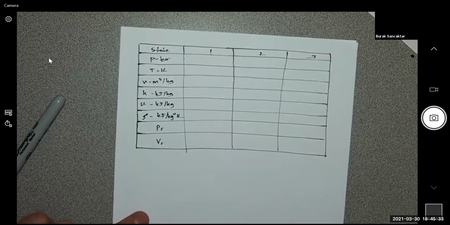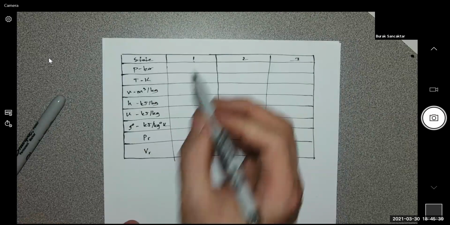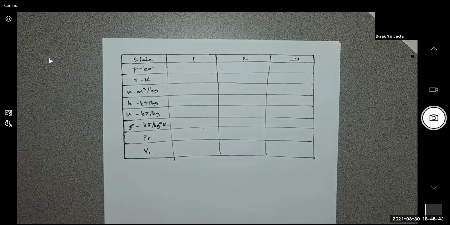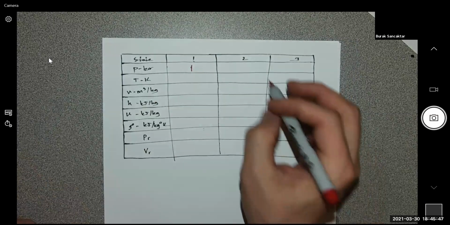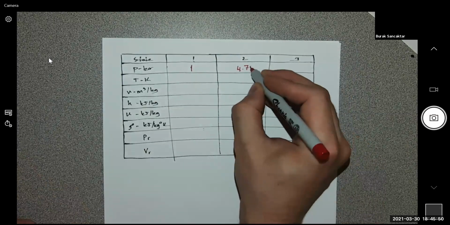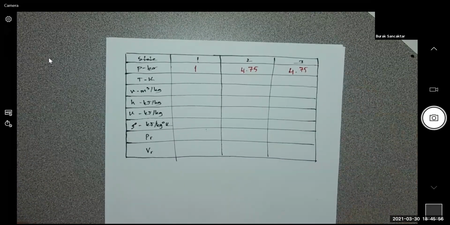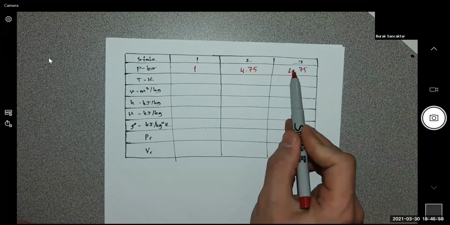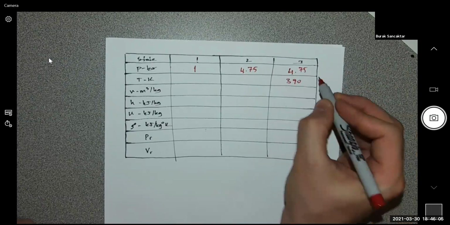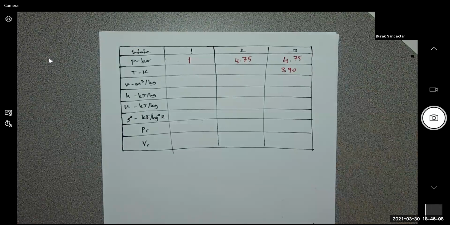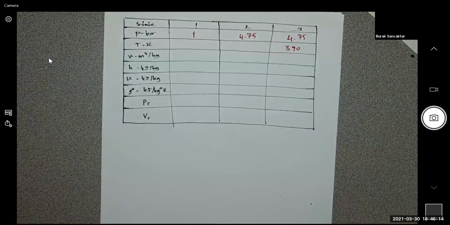Okay? In the problem statement, I'm given the first pressure, which is 1 bar. At state 2, pressure is 4.75 and state 3 is 4.75, because I know that process from state 2 to state 3 is constant pressure. And I'm also given the temperature at state 3. This is all I know about the problem.